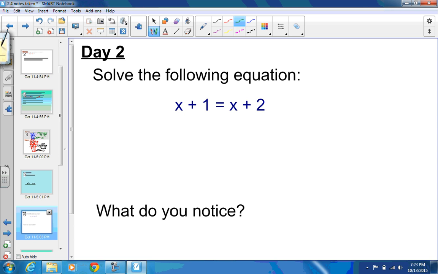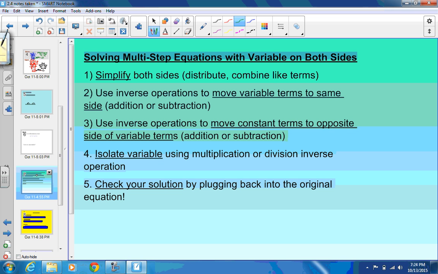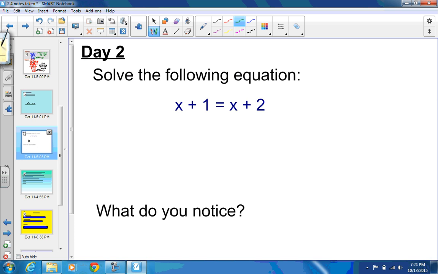Here is what I want you to look at. Solve the following equation. All right, so remember, for just a regular two-step equation or multi-step equation with variables on both sides, let's look at the rules here. I know it seems like a lot. The fifth step is always just to check. But first, simplify both sides if you can: distribute or combine any like terms.